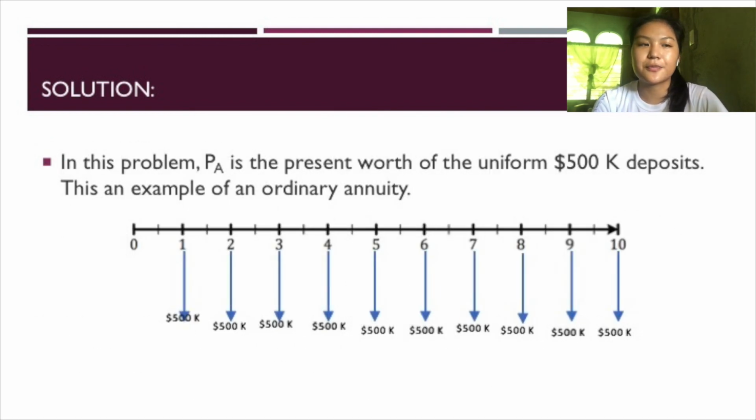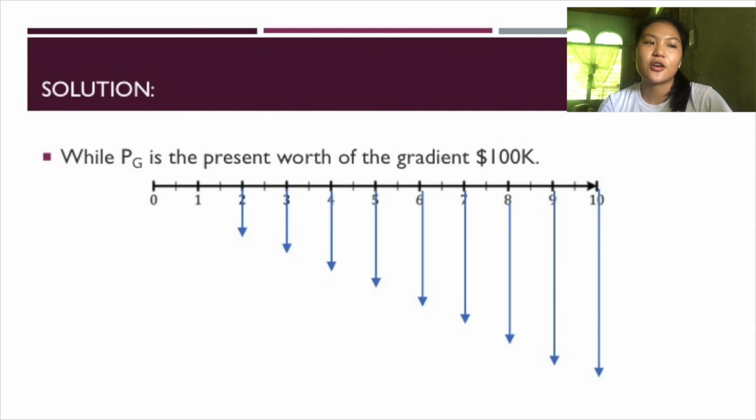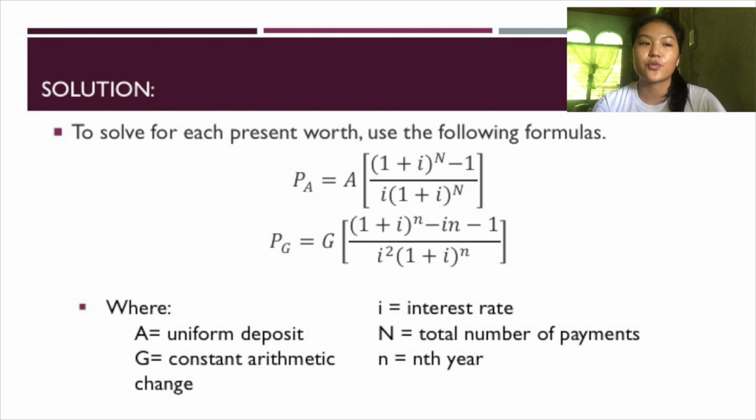So in this problem, P sub A is the present worth of the uniform $500,000 deposits, and this is an example of an ordinary annuity. While P sub G is the present worth of the gradient $100,000, and to solve for each present worth, we will use two formulas. First, P sub A is equal to A times (1 plus i) to the power of n, or the total number of payments, minus 1, over the interest rate times (1 plus the interest rate) to the power of the total number of payments. And the second formula is that P sub G is equal to G times [(1 plus i) to the power of nth year minus i times nth year minus 1] over i squared times (1 plus i) to the power of nth year. So, where A is the uniform deposit, G is the constant arithmetic gradient, i is the interest rate, and capital N is the total number of payments, and n is the nth year.